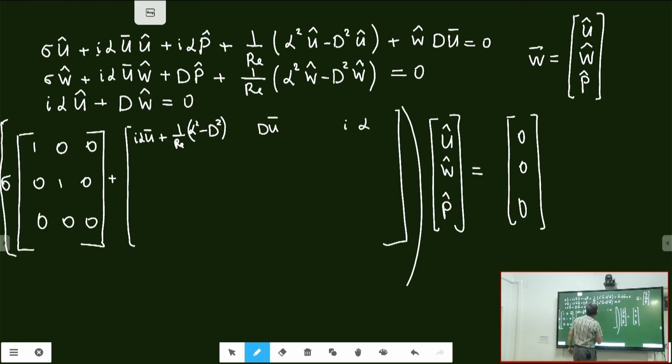I alpha. Do the same thing with the second row. So sigma w is already taken care of. We're not looking for w, we're looking for u. We have to follow the order here. So no u, no u, no u. Can you see u anywhere? No. So next one, w. So took care of that. And this will become I alpha u bar, the same as before. Plus 1 over Reynolds number alpha squared, right? w goes outside, minus d squared.